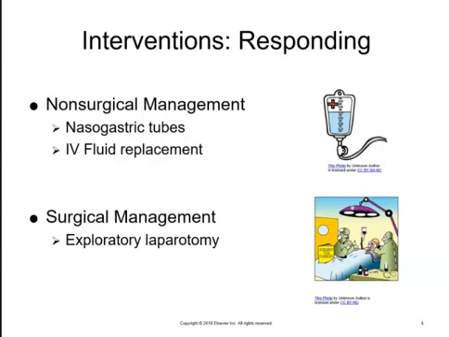Surgical interventions are varied. They could be as simple as an exploratory laparotomy. It could be removal of a tumor, untwisting of the bowel, release of strangulation. It really depends on what's going on here.